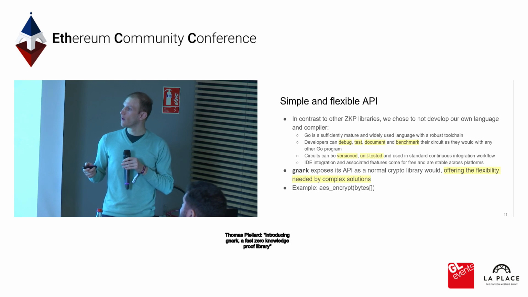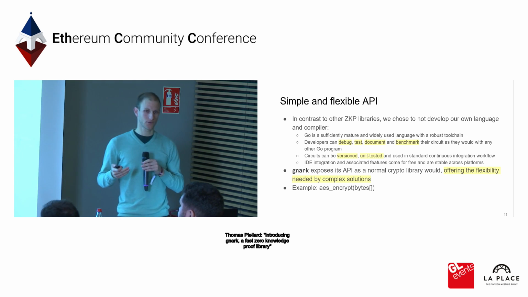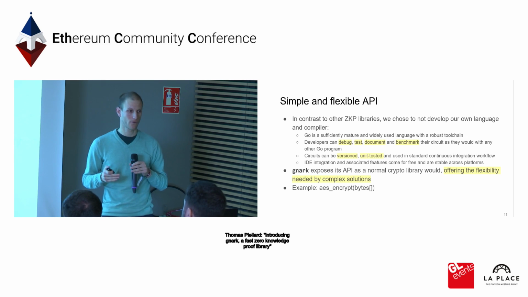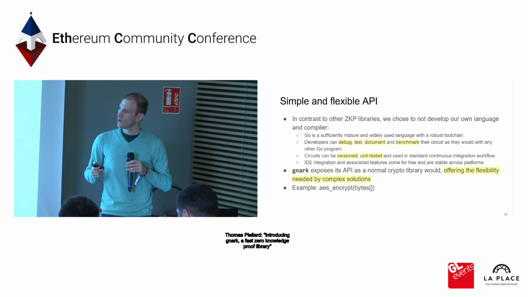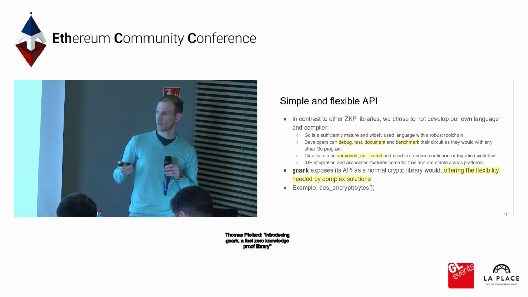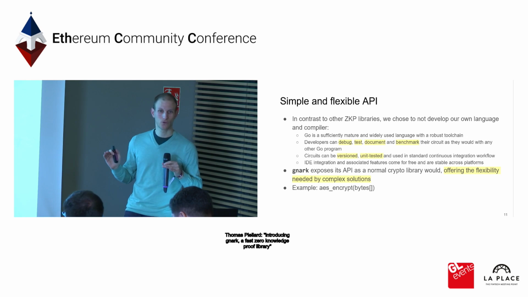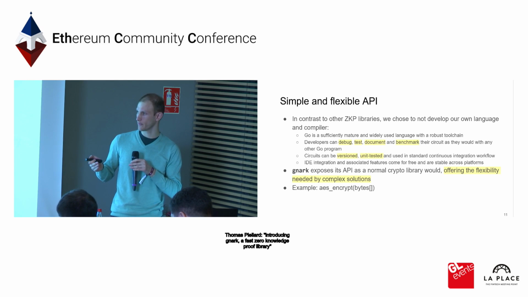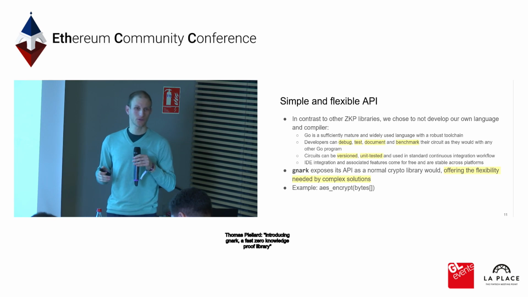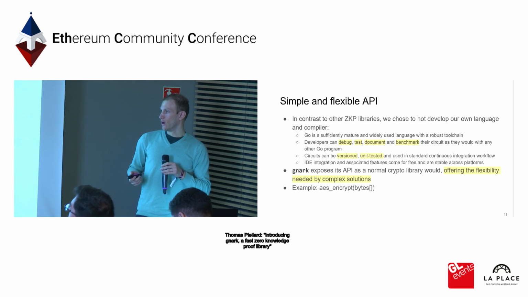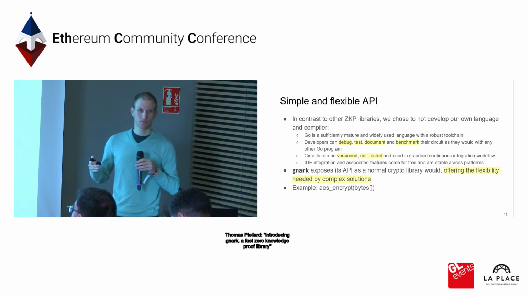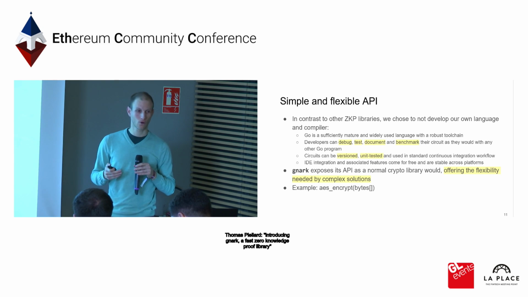for several reasons. First, it allows us to leverage all the nice features of Go, because we think that Go is a sufficiently mature and widely used language which provides a robust toolchain. Defining a circuit using an API allows users to debug, test, and benchmark their program, actually as they would do with any normal Go program. You can version and unit test your program, and you can work in a standard continuous integration workflow. Also, the fact that we expose our own API allows gnark to be very flexible and to be very easily integrated into complex solutions.